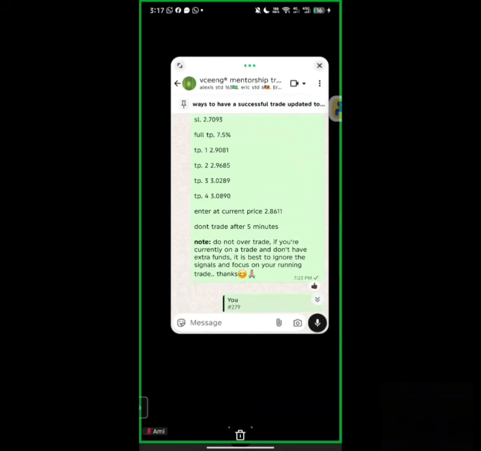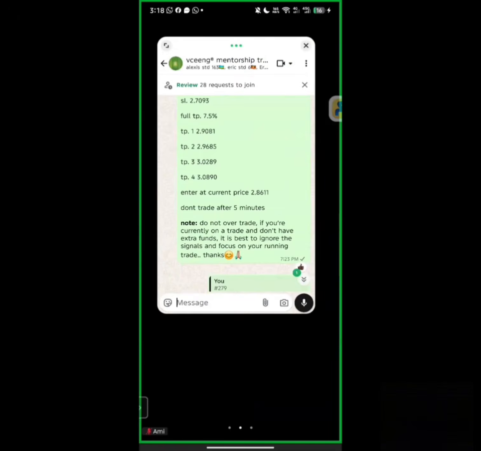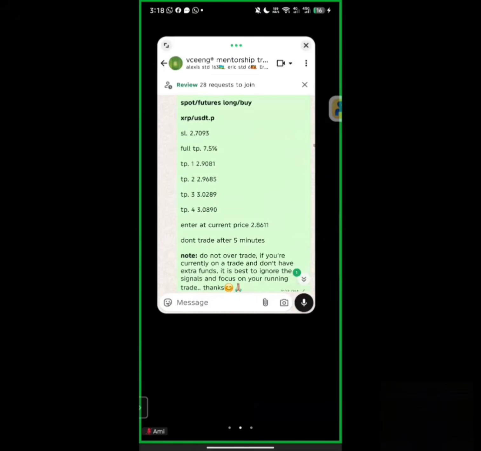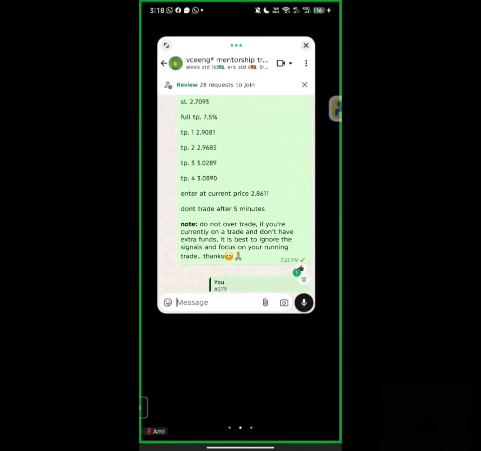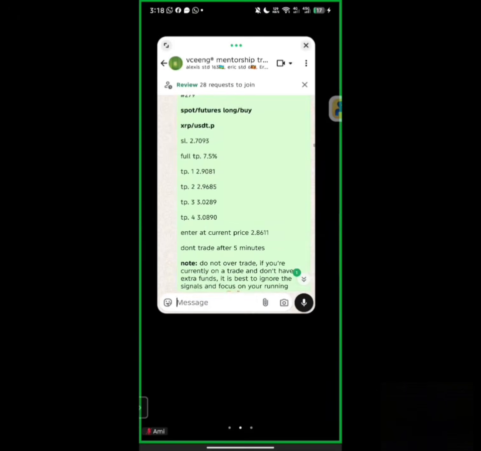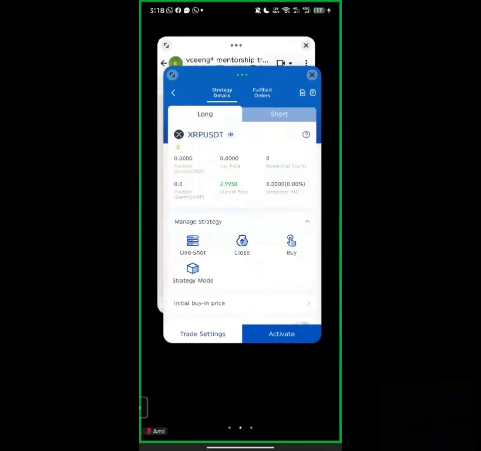So it has to be within 7:23 to 7:28 p.m. that you can trade the signal as it is. You have to obey the rules. Don't trade after 5 minutes, as it is said in the signal. So let's go to the robot and set it up.